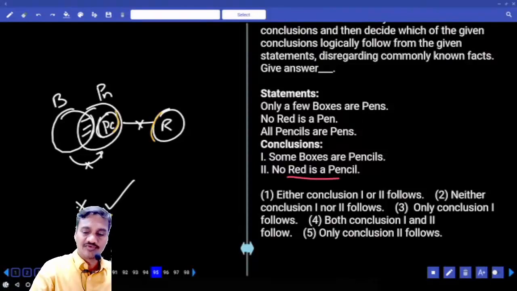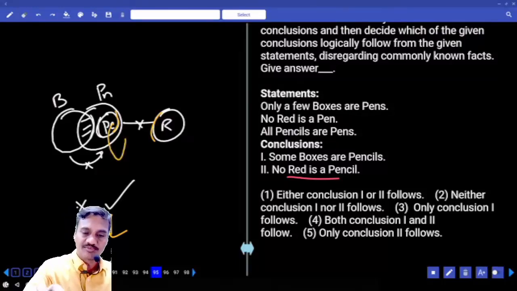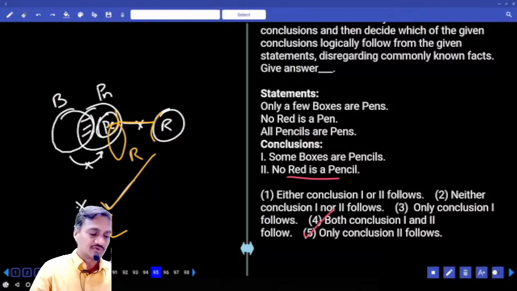Now to make this one false, I need to draw some red as pencils. Is it possible to draw like that? In order to make that possible, my red should be like this. Can I draw red like this? If I draw like this, the statement no pen is a red will become false. Hence the alternate diagram cannot be drawn, this will be true forever. Hence what is your answer? Only 2 follows. Only 2, that is the choice for question number 95.